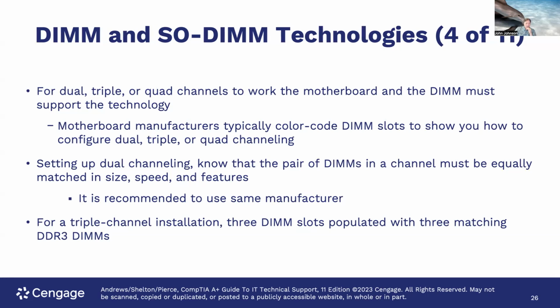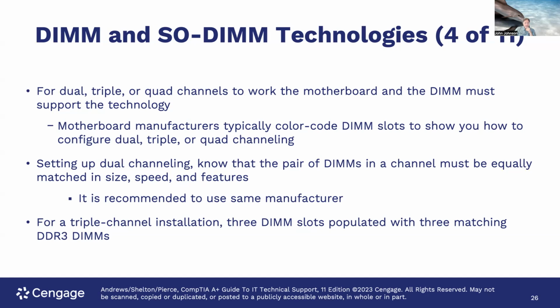Again, it's written into your manuals. Set up the dual channeling. Know that the pair of DIMMs in a channel must be equally matched in size, speed, and features. As I was mentioning earlier, you don't want to be mixing that. And again, just like I mentioned before, you want to make sure that you're using the same manufacturer, because you'll find that sometimes you have funky behavior when you start mixing vendors in there.